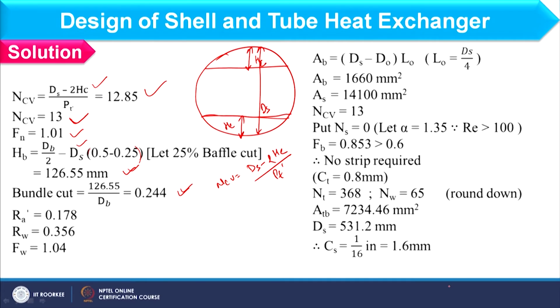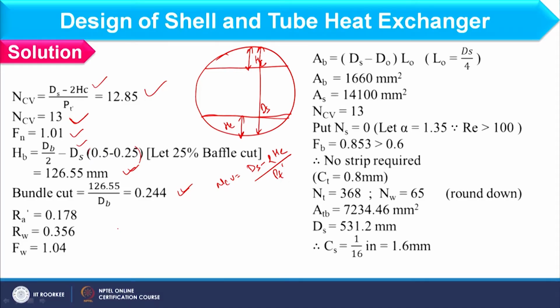So, the value of bundle cut you can find out depending upon the number of tubes, and this is already available in the first lecture of week 4. So, for all these calculations please go through that lecture, so that you can understand. But I hope if the number of tubes is given to you, you can find out the bundle diameter, right. So, here I am having bundle cut as 0.244, and based on that, I can find out RA dash, which comes out as 0.178, and so we can find out RW as just twice of RA dash, right.